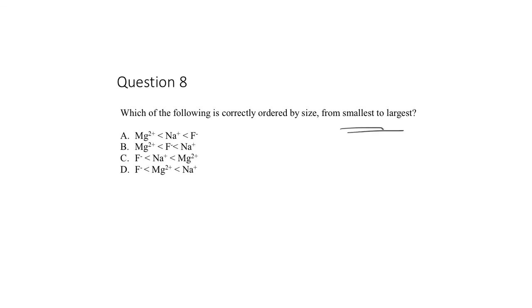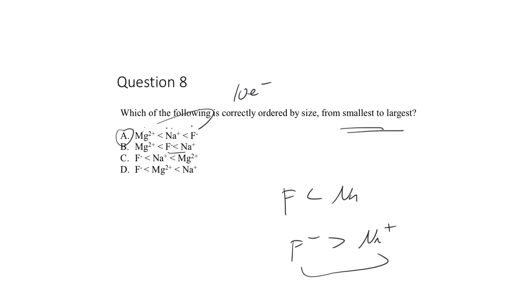Okay, so magnesium, sodium, fluoride. This makes sense because we have 10 electrons each, and then we have 12, 11, 9. So 12 protons being smaller. So A looks like it's correct. B is incorrect because F minus is not smaller than sodium plus. So F is smaller than sodium, but F minus is greater in size than sodium plus. So you've got to compare your isoelectronic series, and then these are nonsense here.